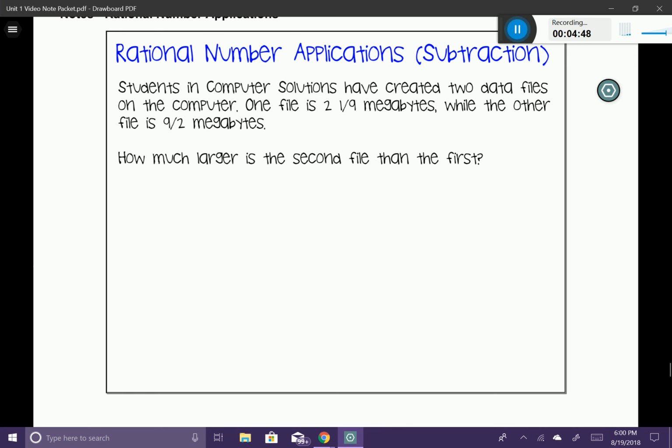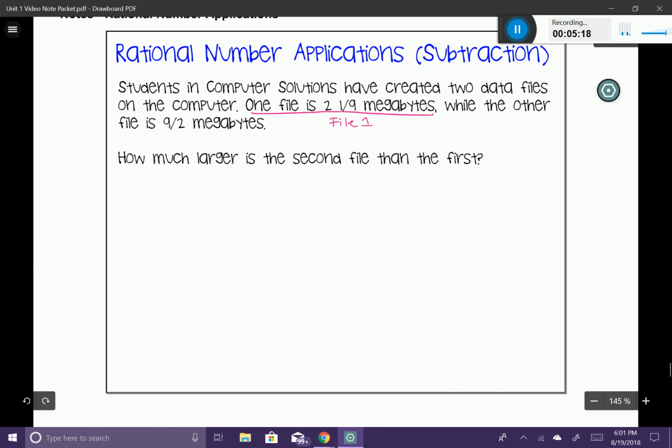Now I know this kind of seems silly because these numbers seem wonky, but they are just fractions, meaning they're not whole numbers, they're fractions of a whole number. So let's go ahead and look at this. We're looking for how much larger the second is than the first. But let's just look at what the first is. It says one file is 2 1/9 megabytes. So that's going to be file 1.